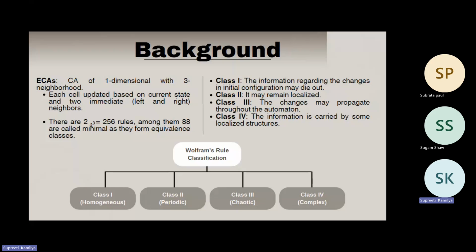During this, what we have observed is that in class 1, the information regarding the changes would eventually die out, and there would be no significant changes observed when integrated with the distant neighbor. In class 2, the changes remain localized, as in there might be perturbation in certain rules, but it's not something very significant that we have observed in class 2. In class 3, the changes propagate throughout the automaton, and in class 4, the information is carried by some localized structures.